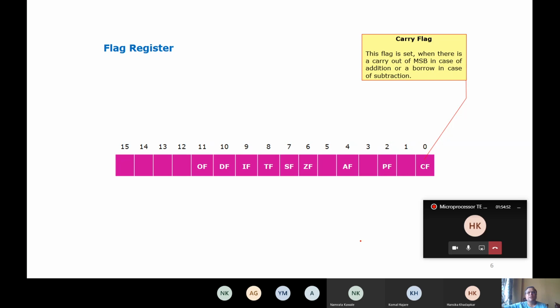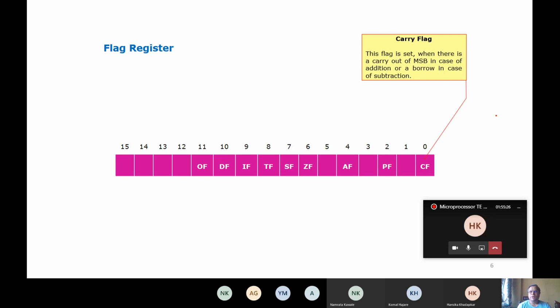This flag is set when there is a carry out of the most significant bit in case of addition or borrow in case of subtraction. So if addition of two numbers or subtraction of two numbers, in case of addition, it may generate carry. In case of subtraction, it may generate borrow. So if the arithmetic operation, addition or subtraction, that we have completed previously has resulted in carry or borrow, then this is indicated by setting this bit. Otherwise, this bit will be clear.